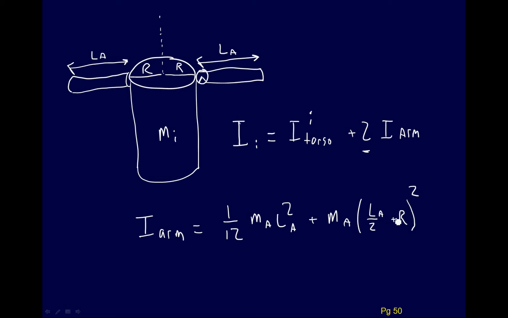squared. And so this part is basically the moment of inertia about the center of mass. And this is an extra part you've got to calculate because you're moving the center of mass over a distance. If you look here, this distance is r plus L sub A divided by 2.